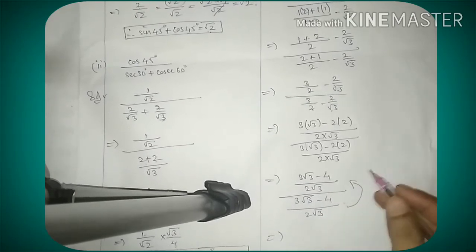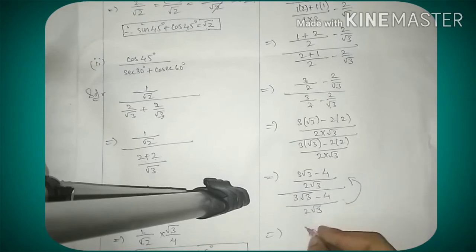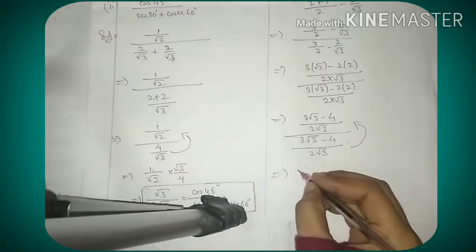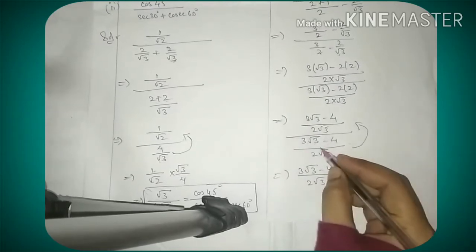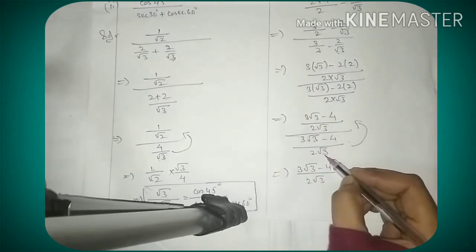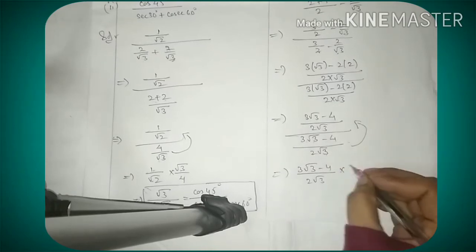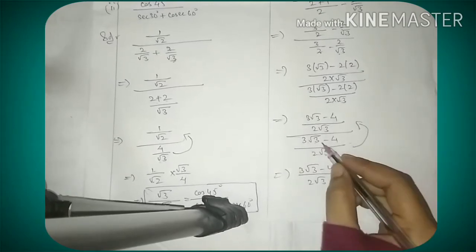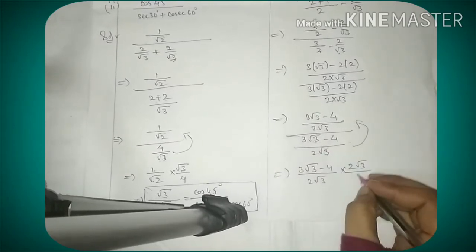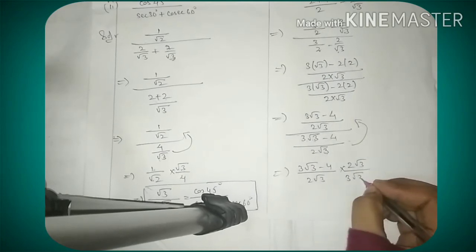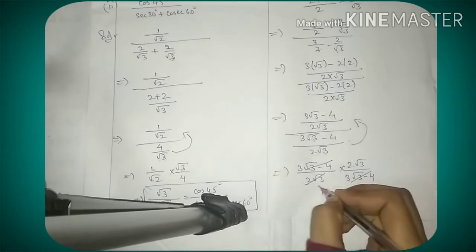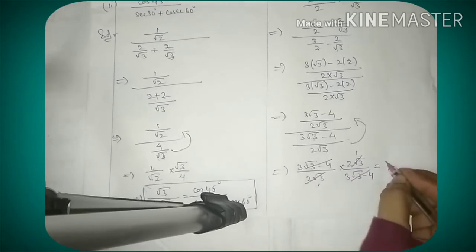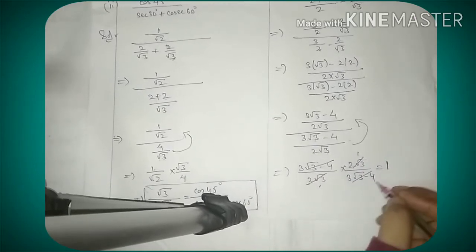So we need to write the reciprocal of it over here. 3 root 3 minus 4 by 2 root 3. Now the denominator goes in the numerator, 2 root 3, and this numerator will go in the denominator, minus 4. So this 2 we can cancel, 1 1, this and this. So we'll get the value 1.